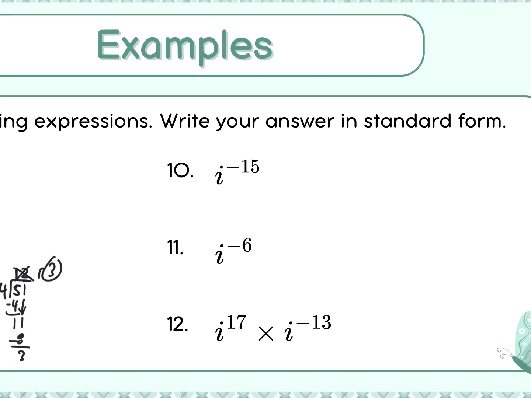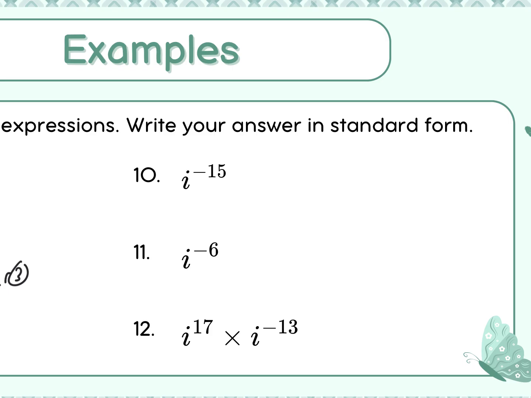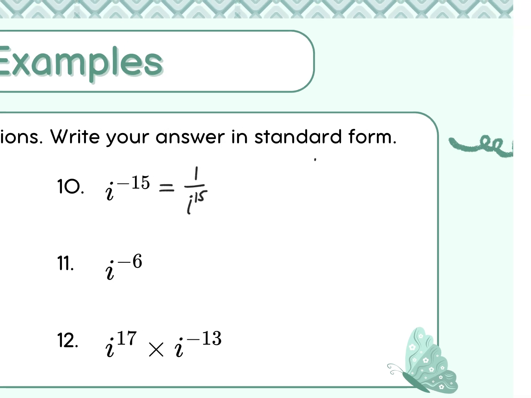So we can try the same thing with this one. The only difference with this one is that I have a negative exponent, right? And a negative exponent I can move to the bottom. So it's going to be 1 over i to the 15th, right? And then from here I can do the exact same process, right? I can do 15 divided by 4, right? 4 goes into 15 3 times. I get 12, and then I get a remainder of 3. Again, I don't care about the quotients, I just care about the remainder. So this is the same as 1 over i to the third. And then i to the third is negative i, so I get 1 over negative i.